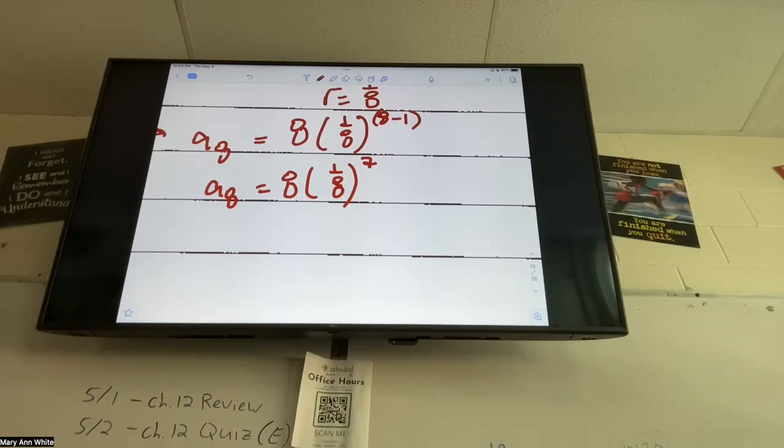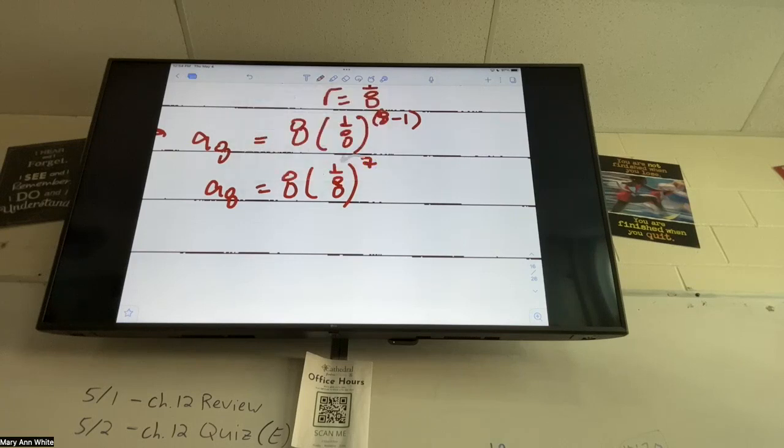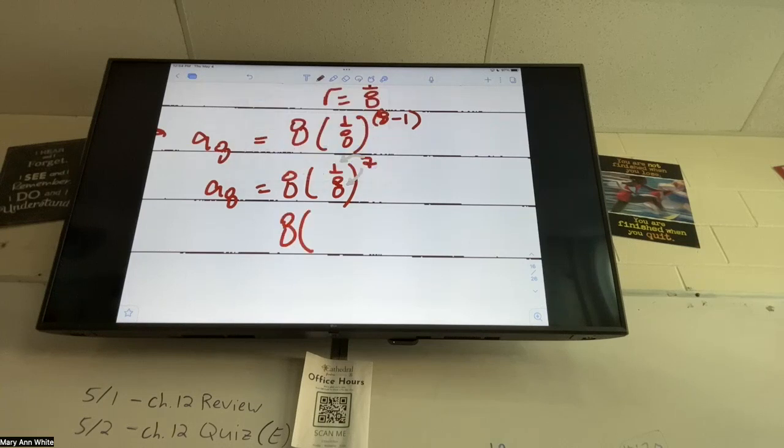Now, as tempting as it is to put 1 divided by 8 raised to the 7th in the calculator, I want to leave it as a fraction. I want to remember that we can distribute the 7 to the 1 and to the 8. So we're going to keep it as a fraction. 1 to the 7th is just 1, but 8 to the 7th is going to be a huge number. I think that's 2,097,152.